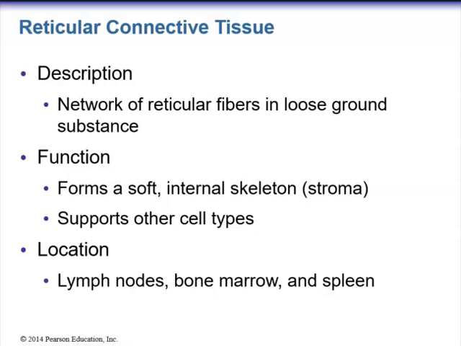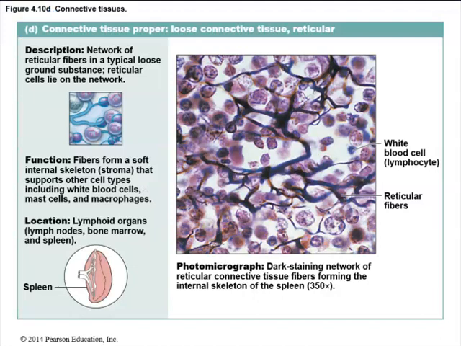And in this next slide, we can actually see the picture that I showed you guys in lab of reticular connective tissue in the spleen. So we can see these dark branches going through the tissue of the spleen. These are the reticular fibers. There might be some lymphocytes or white blood cells in the spleen. So again, reticular connective tissue is a network of reticular fibers in a typical loose ground substance.